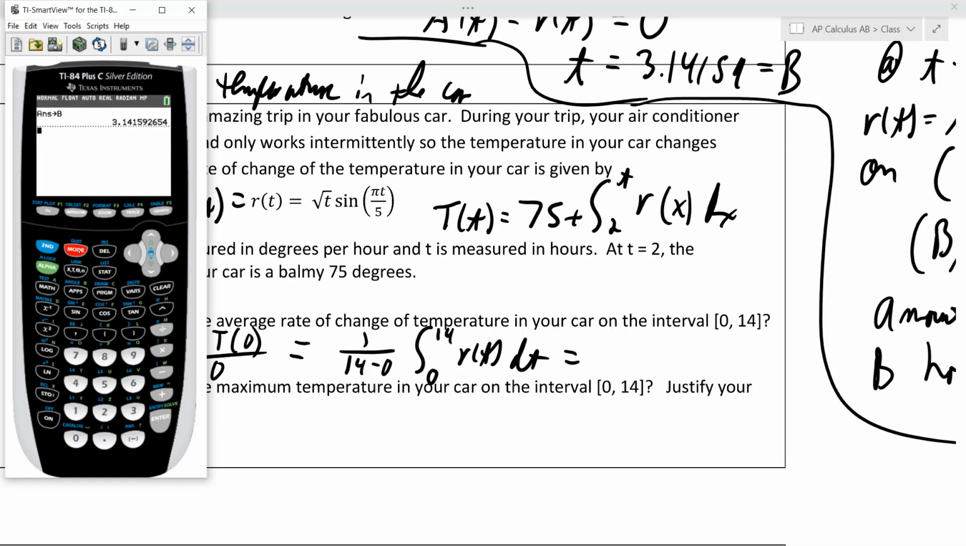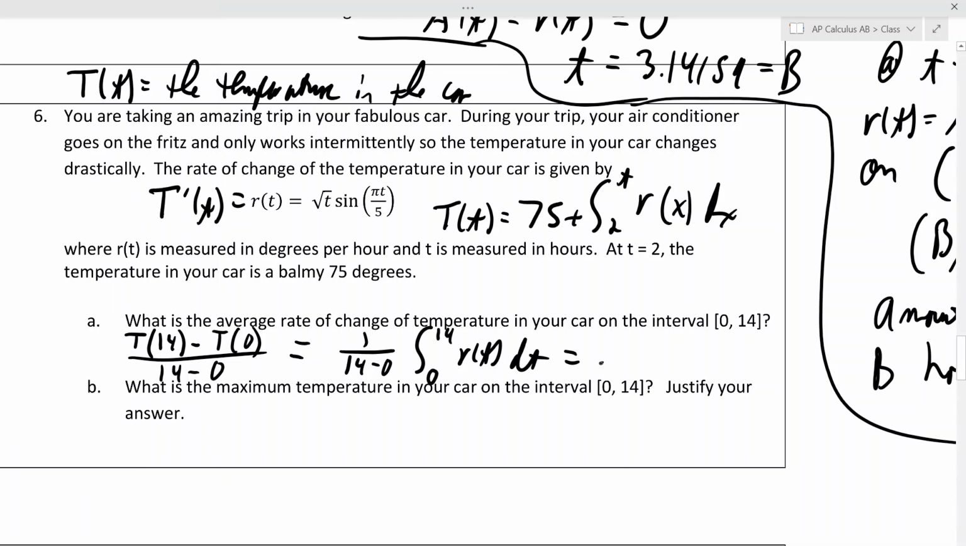Now I know that, and I need 1 divided by 14. That's the part up front. Then Math 9: we need to integrate from 0 to 14 the function. I could have just typed it in there too, but I like putting it in y1 so I can grab it whenever I need it. dx. Cool. And that gives me 0.449. And that's again in degrees per hour, because temperature is measured in degrees, and this is measured in hours. So degrees per hour.